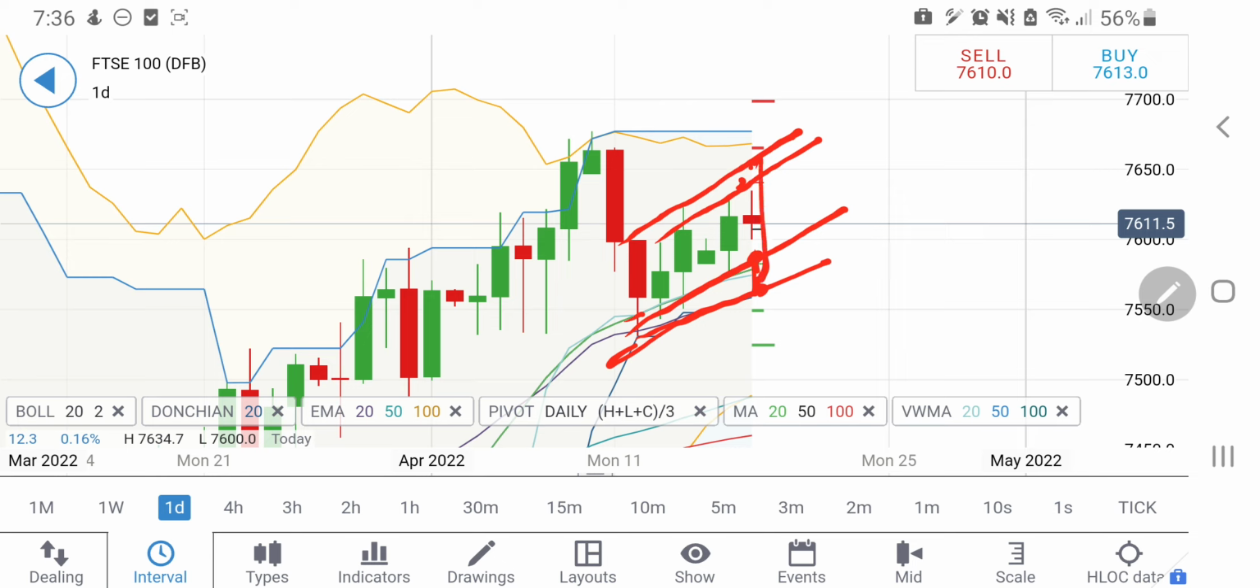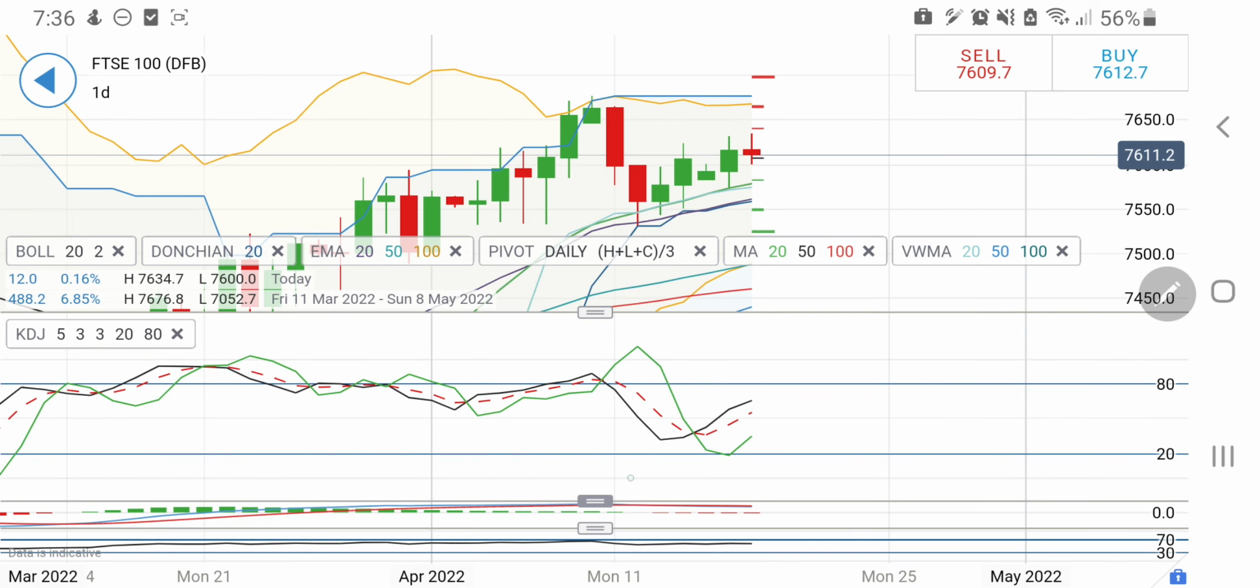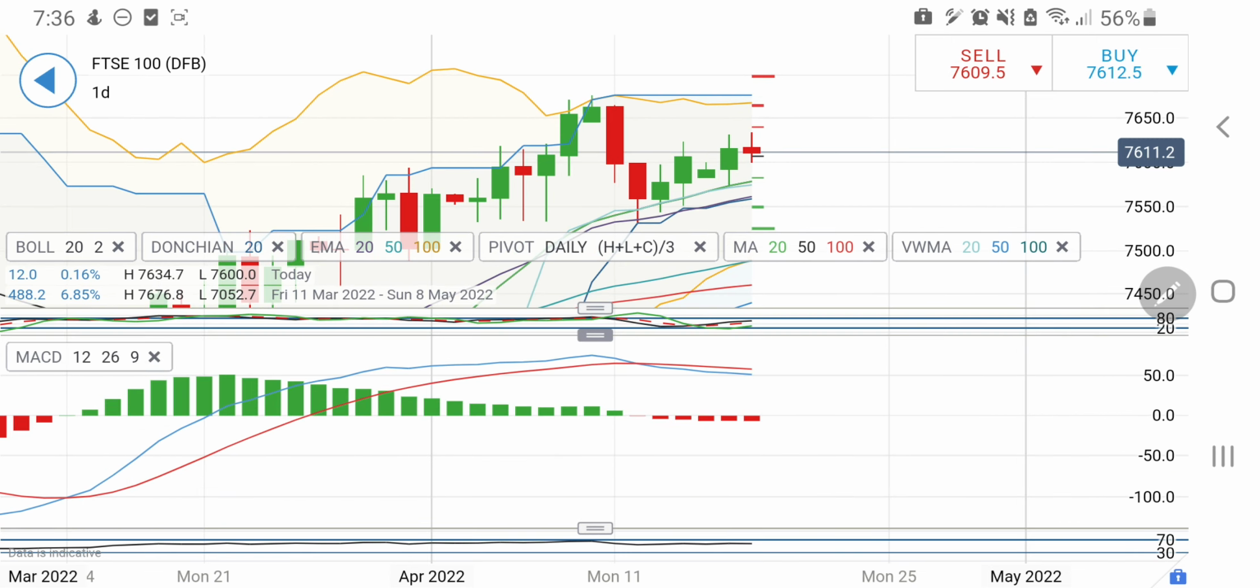Any breakout below 7580 is something I expect to drop further. Below 7580 my target is 7560 levels, and until it trades in between these levels I will still be cautious. Now look at the daily stochastic, it is looking upwards again, and MACD is trying to converge from here. So yes, you can take a long entry above 7620.